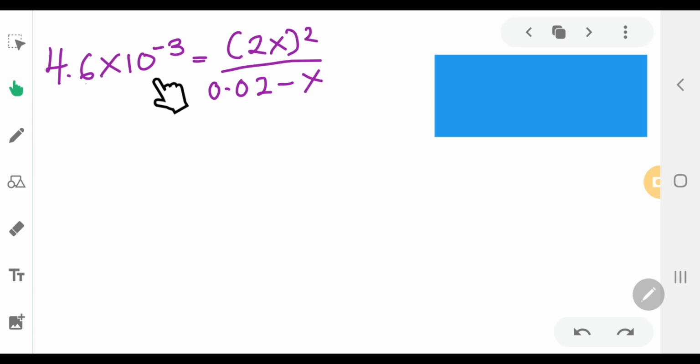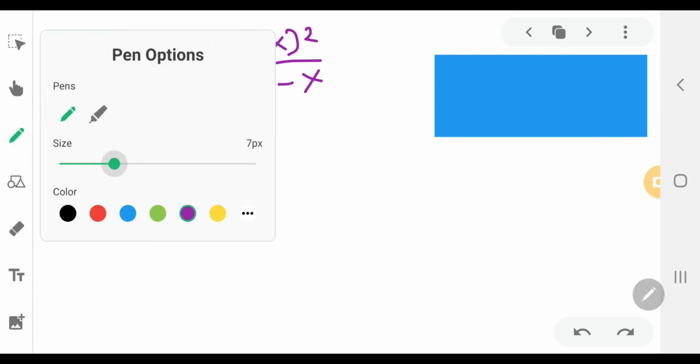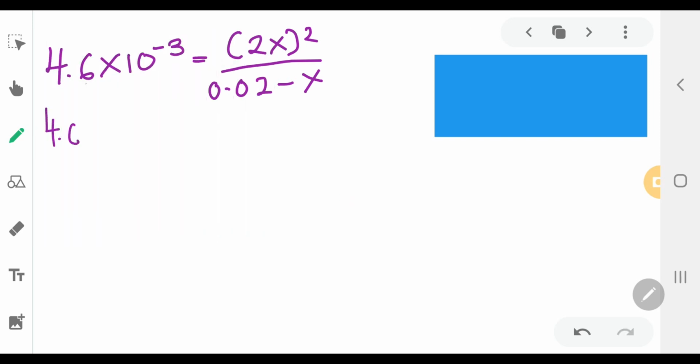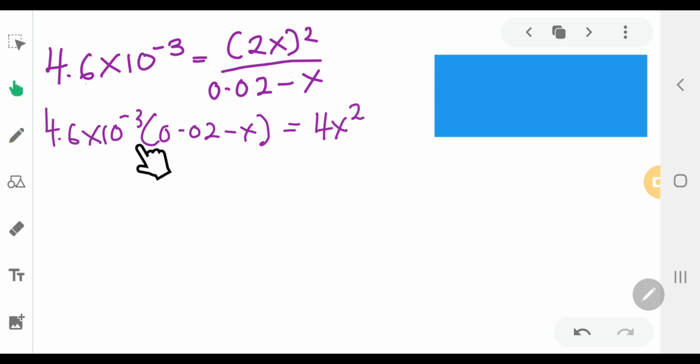So, over here I have the value that we have written just now, from the KC expression. And what we need to do is just take 0.02 minus x to the other side. It's very simple mathematics. 4.6 times 10 to the power of negative 3 times 0.02 minus x equals to 2x to the power of 2, which gives you 4x squared. Okay?